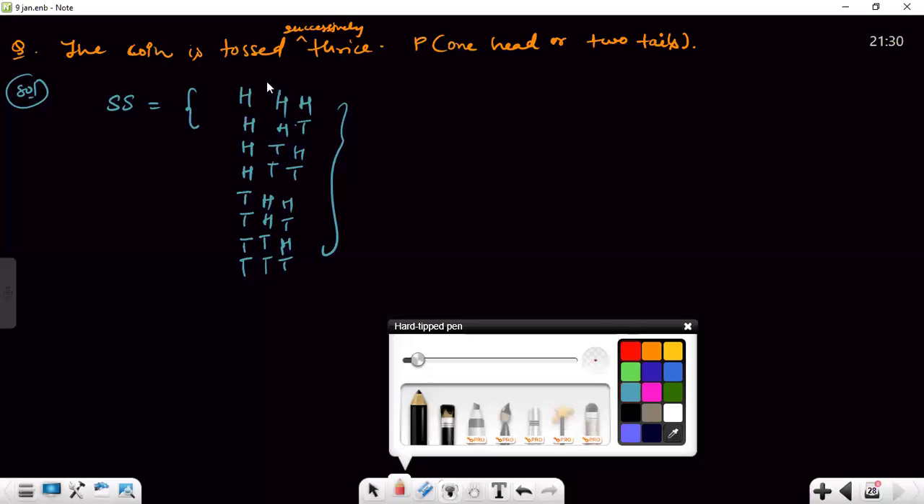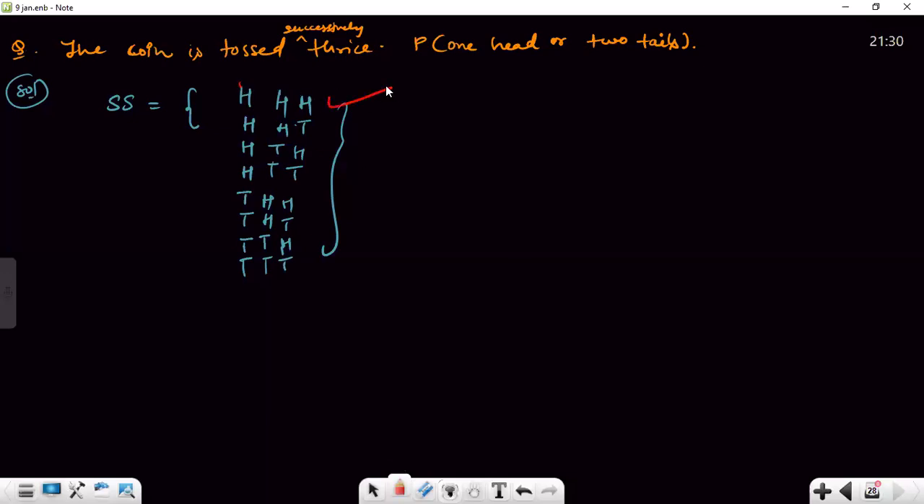So is there one head? Yes, there is one head. So we'll count this case. Is there one head? Yes, there is one head.